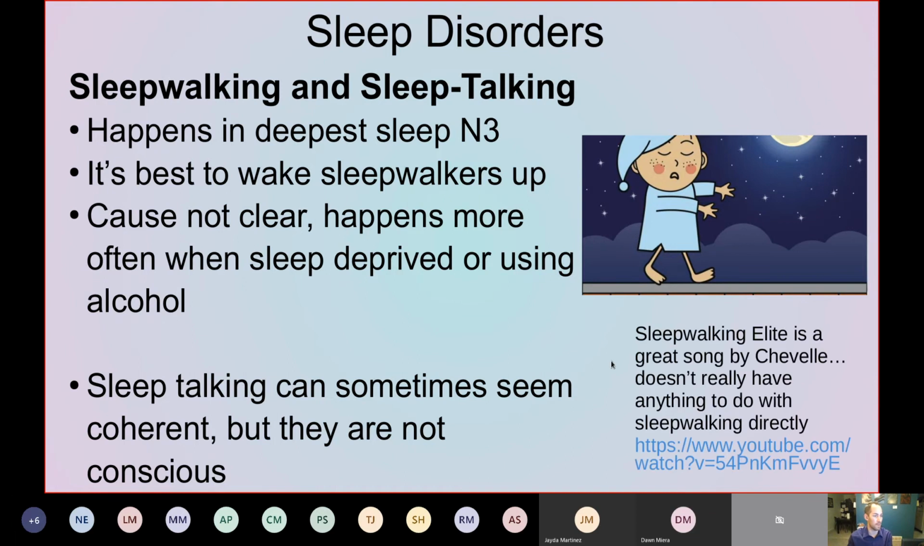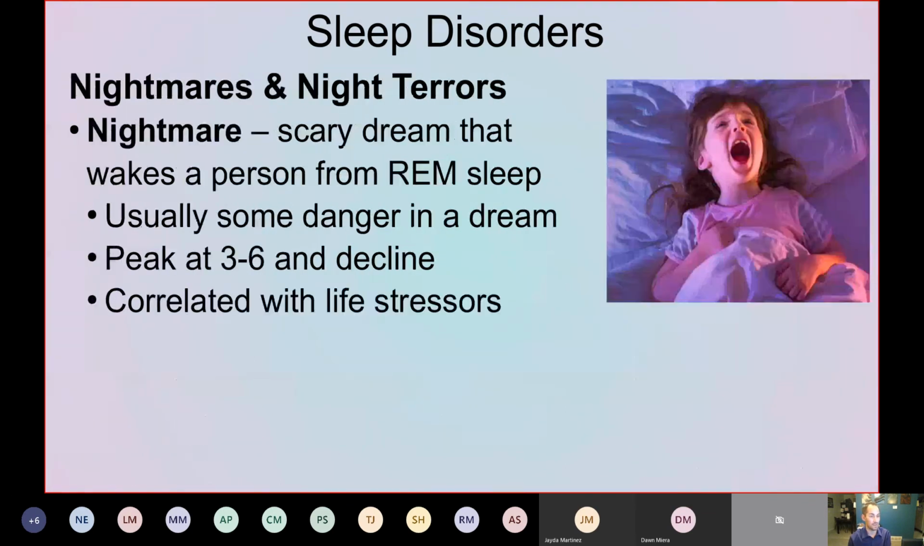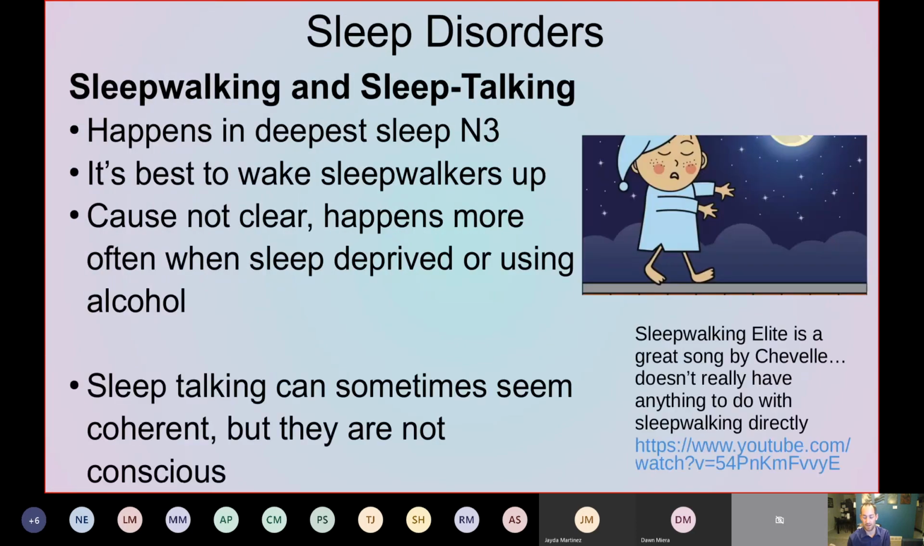All right, so let's talk about, Sleepwalking Elite is a really good song by Chevelle. I always like to bring it up because talking about sleepwalking makes me think of the song. It's got nothing to do with sleepwalking, but it's a really good song. So if you're interested, Chevelle's a hard rock band.